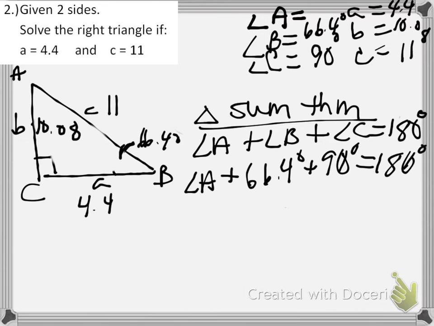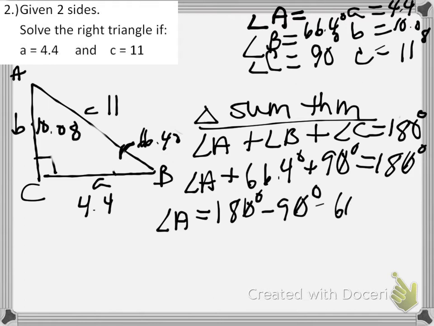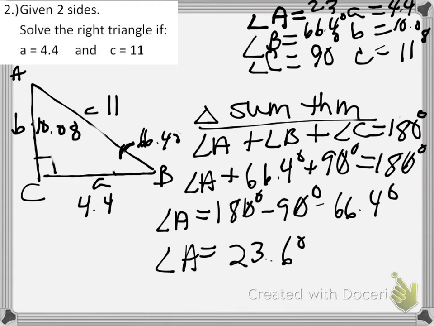And it equals 180. And I want to get that angle A by itself, so I need to subtract 66.4 degrees and 90 degrees from both sides. So angle A is going to equal 180 degrees minus 90 degrees minus 66.4 degrees. And I would get that angle A equals 23.6 degrees. Since I have all three angles and all three sides, I have solved this right triangle.